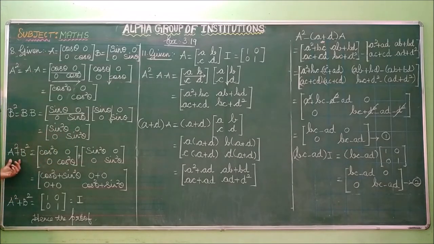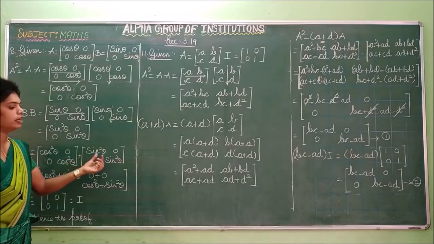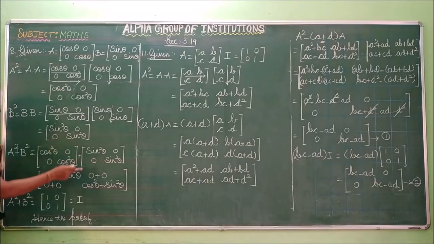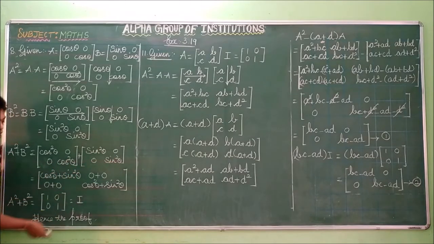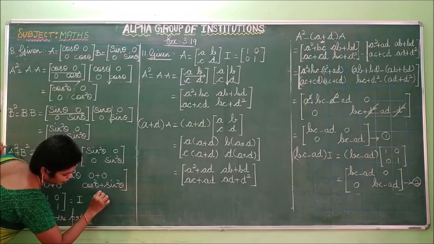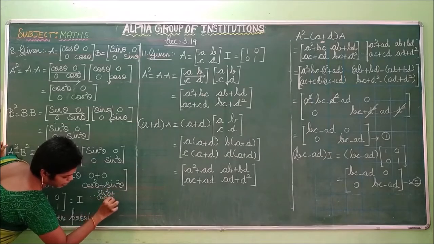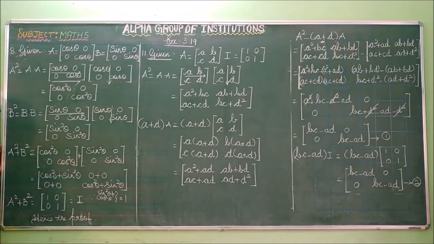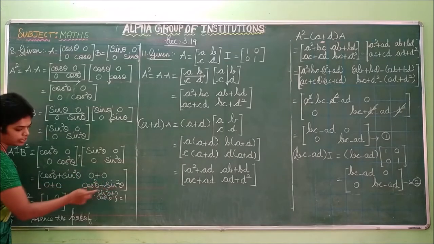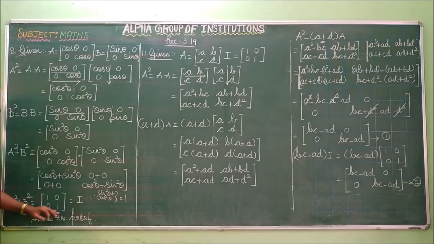Then you can add the values of both the matrices. A squared plus B squared is equal to cos squared theta 0, 0 cos squared theta plus sin squared theta 0, 0 sin squared theta. You can add the corresponding elements: sin squared theta plus cos squared theta, then 0 plus 0, again 0 plus 0, and cos squared theta plus sin squared theta. You know one identity in trigonometry: sin squared theta plus cos squared theta is equal to 1. So instead of this value I can put 1, here 0, here also 0, and for this value 1. This is in the form of the unit matrix, so I can put the value as capital letter I. So A squared plus B squared is equal to I, hence this is our proof.